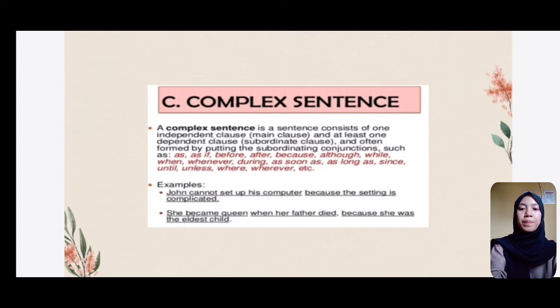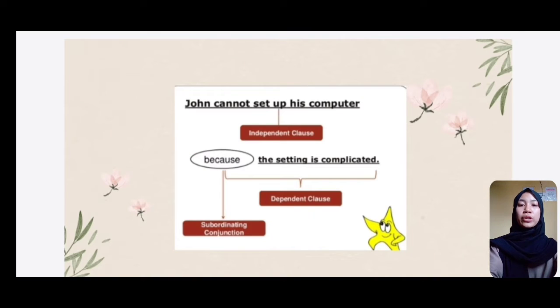Example: John cannot set up his computer because the setting is complicated. John cannot set up his computer, independent clause, because, subordinating conjunction. The setting is complicated, dependent clause.